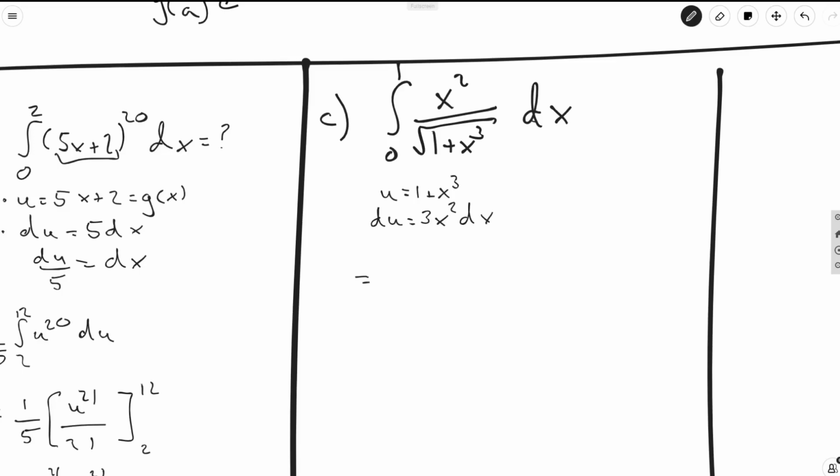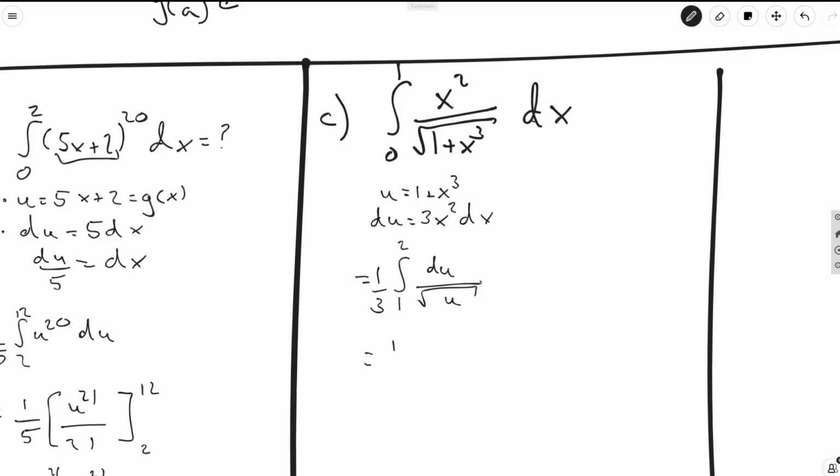So this is equal to the x squared dx. So x squared dx is equal to du over 3. So we've got a third out in front. A du is all we have left above the line. And this becomes a square root of u below the line. And we just need to be careful with our bounds. When x is equal to 0, u is equal to 1. When x is equal to 1, u is equal to 2.